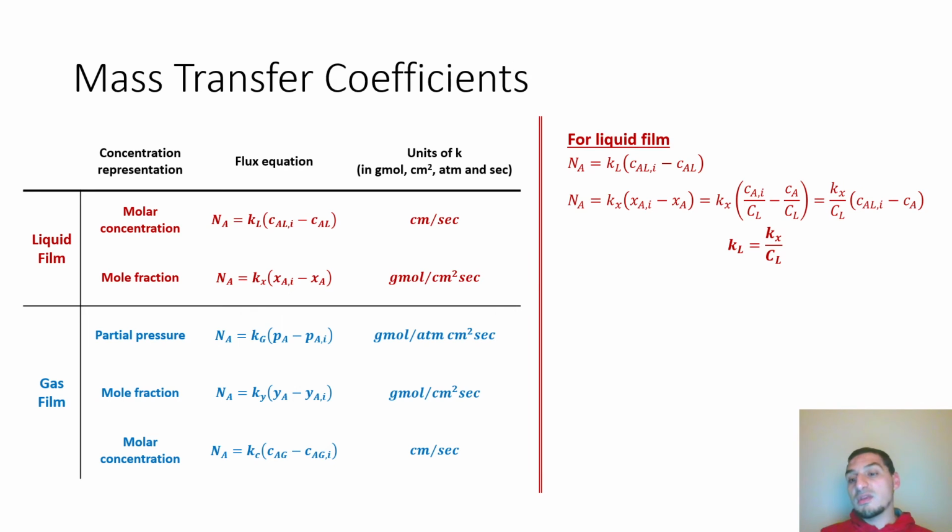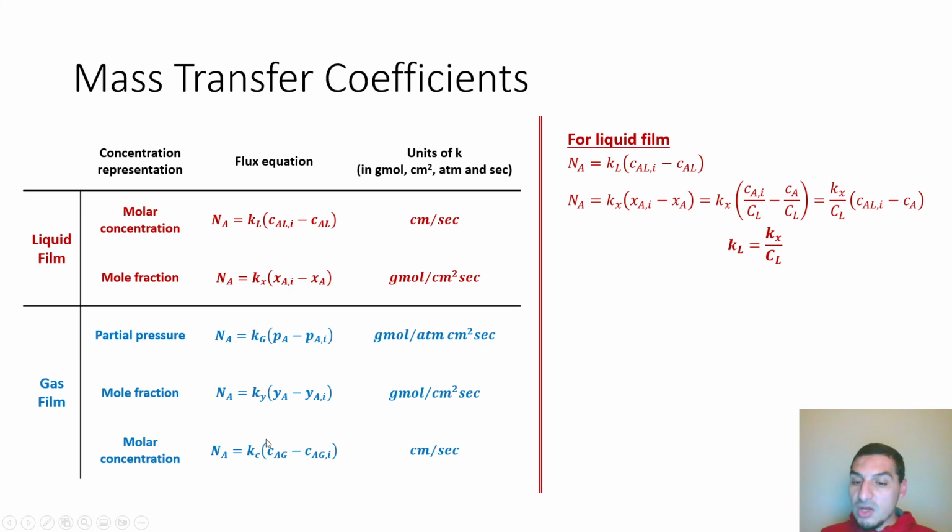The same is valid for the gas film. For the gas phase, the driving force can be represented in terms of partial pressure, so it's P minus P interface. It can also be represented as mole fraction, which is Y minus Y interface, or as a molar concentration, which is C minus C interface.